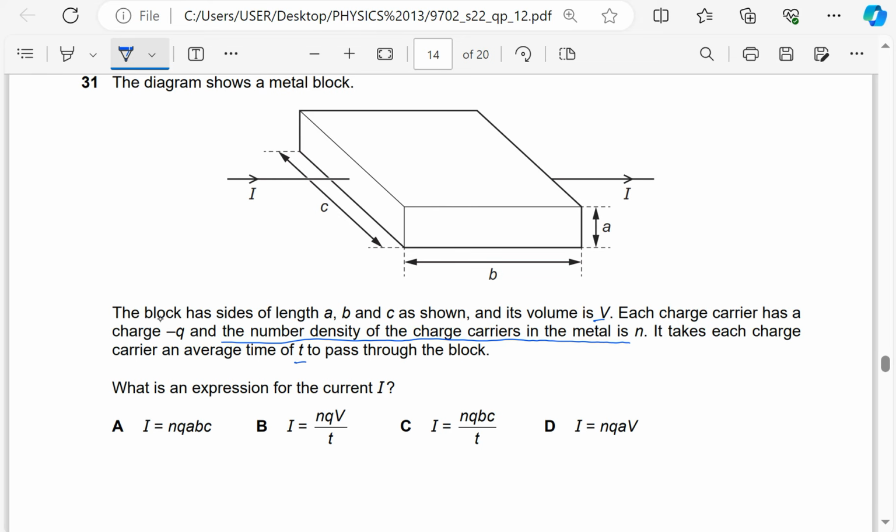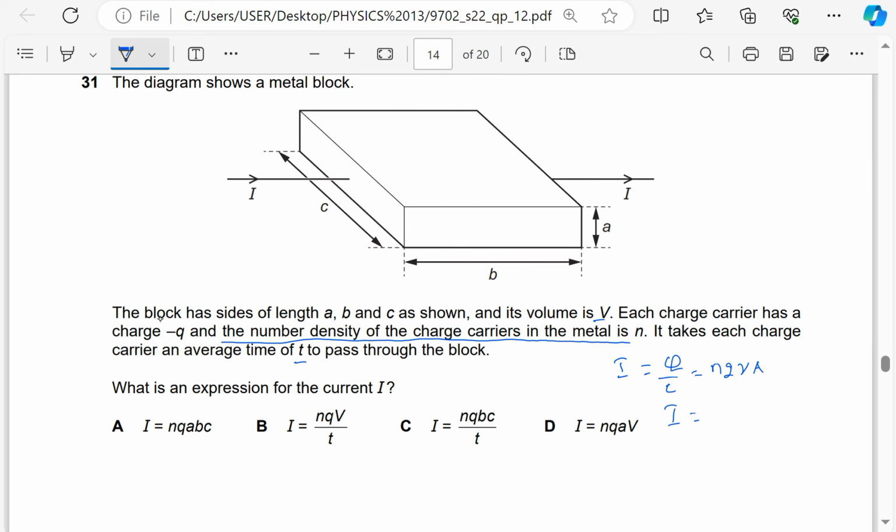Of course, first of all, we know current is equal to Q, total charge over time. But also we know that current is equal to n times the charge of each charge carrier times the drift speed times the cross-sectional area. Okay. So coming back to current is equal to Q over t.